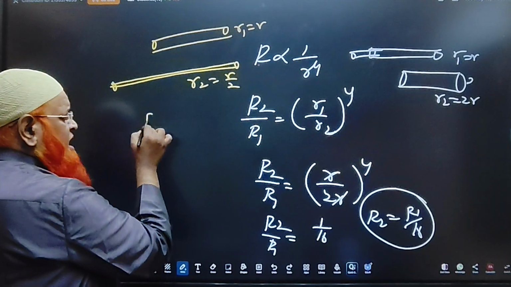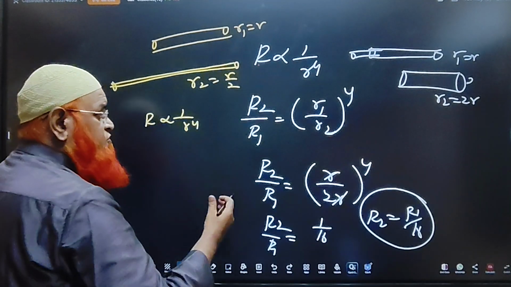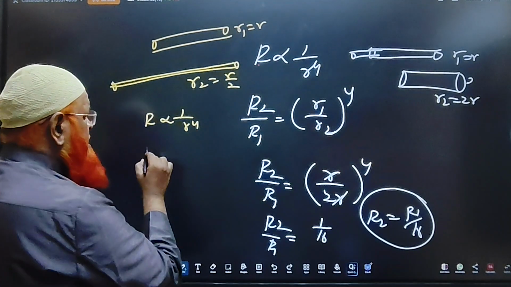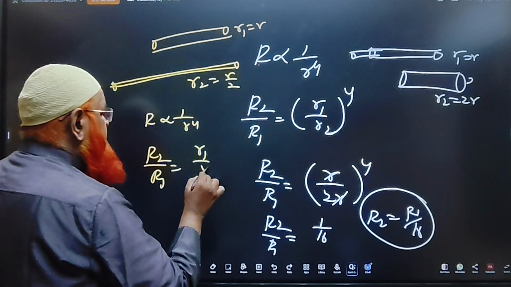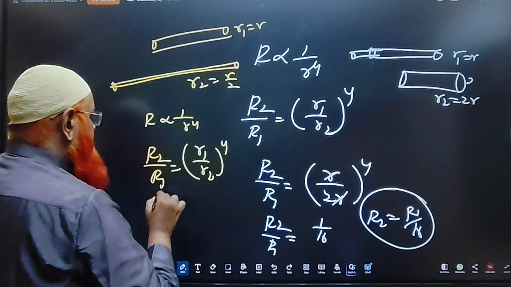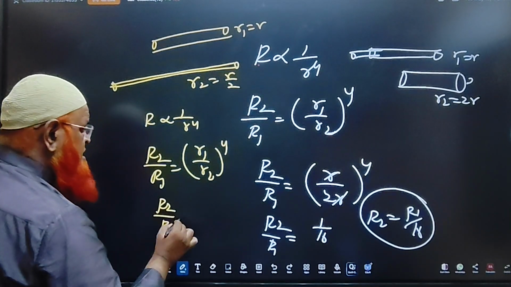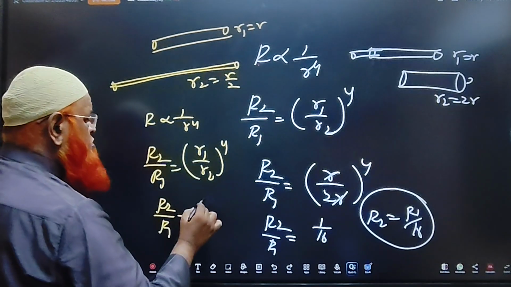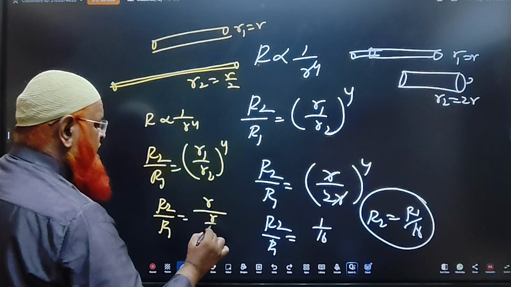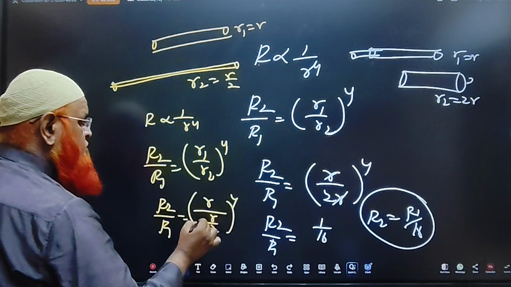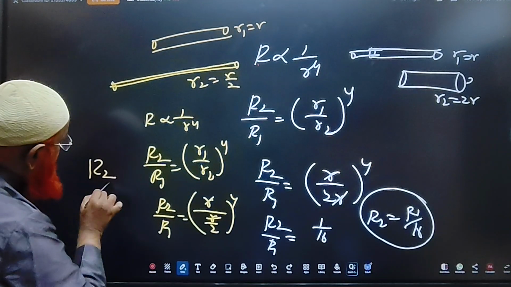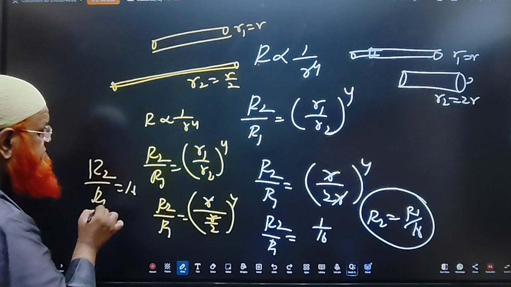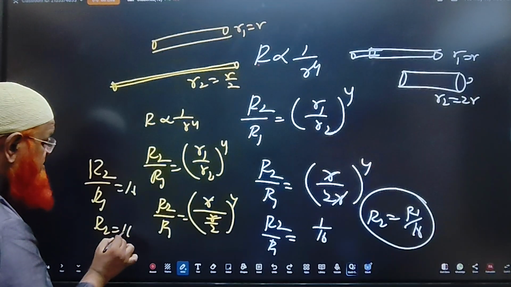I told you that resistance is inversely proportional to R power 4 in stretching cases. So R2 by R1 is equal to (R1 by R2) whole power 4. R1 is R, R2 is R by 2, whole power 4. Getting cancelled, the 2 comes to the numerator. R2 by R1 is equal to 16. Therefore R2 is equal to 16 times R1.